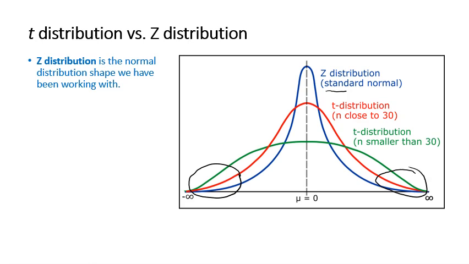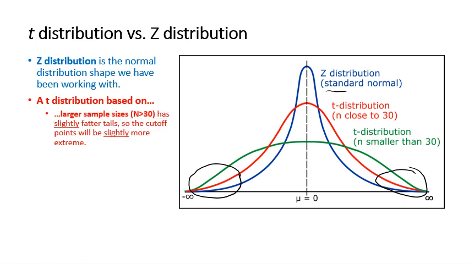The reason that they're different is because a T distribution based on larger sample sizes, greater than 30, has slightly fatter tails, so the cutoff points are going to be slightly more extreme. And a distribution like the green one, based on smaller sample sizes, has much fatter tails, so the cutoff points will be much more extreme. You can see here the n smaller than 30 with those very fat tails. The distribution close to 30 is not that different from the normal, and it gets more normal the larger the sample size.